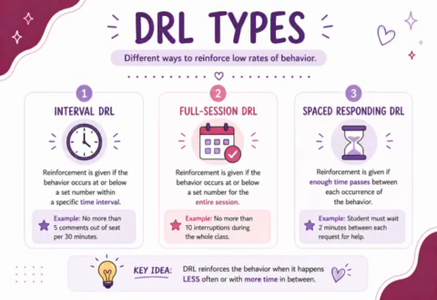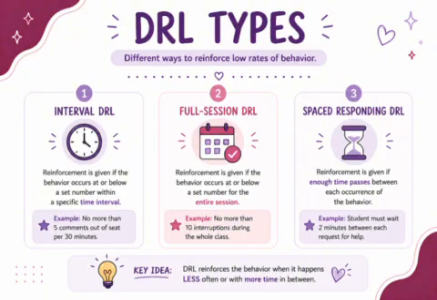Now, there are 3 different ways to reinforce low rates of behavior. The first one is interval DRL, in which reinforcement is given if the behavior occurs at or below a set number within a specific time frame. So, for example, no more than 5 call-outs within a 30-minute period. So there's going to be a number of occurrences within a set time.